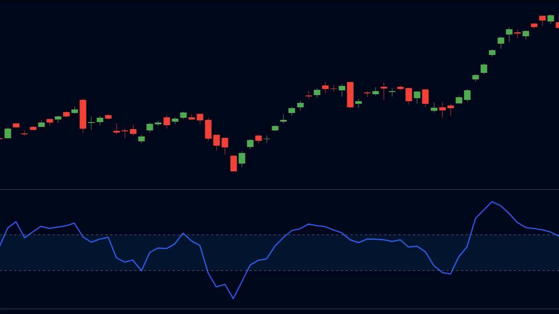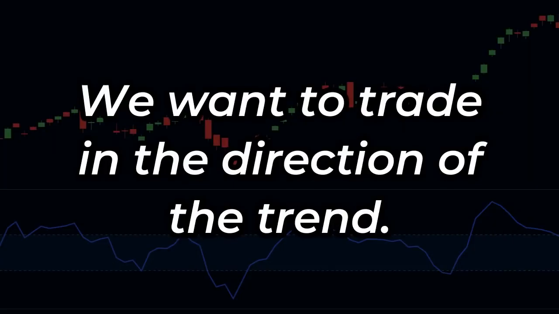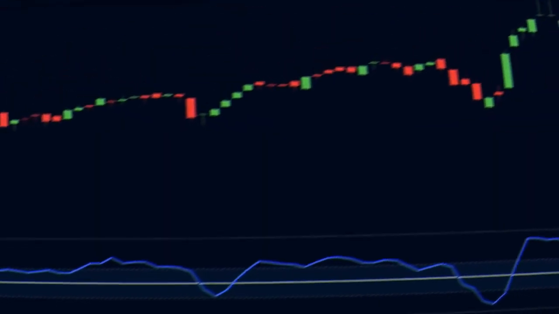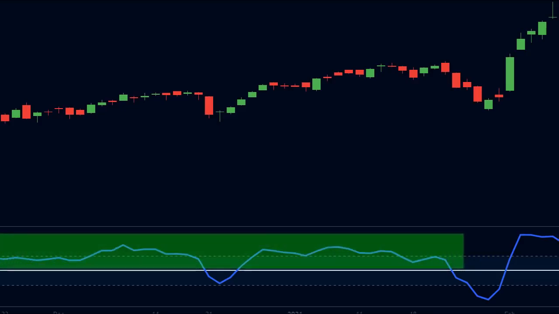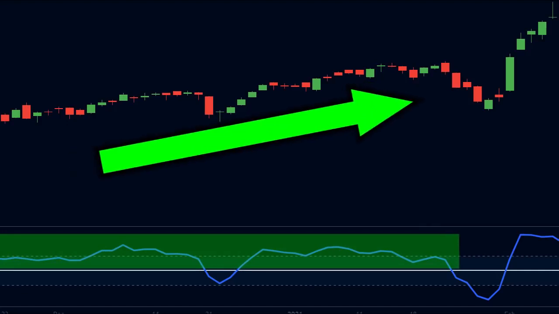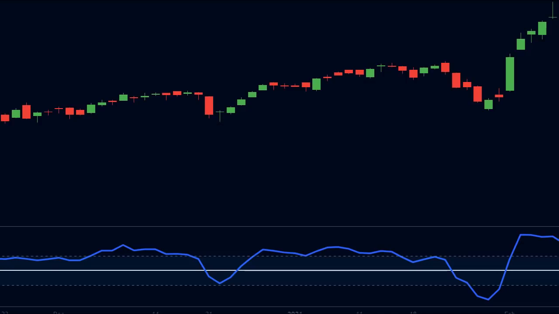But a point to remember here is that we want to only trade in the direction of the existing trend. Let me explain this with an example. Look at this chart. Here we see that for the most part, the CCI has consistently stayed above the zero line. This means that the price is in an uptrend. Now, all of a sudden, the price breaks below the zero line and crosses the minus 100 level. So what should we do?